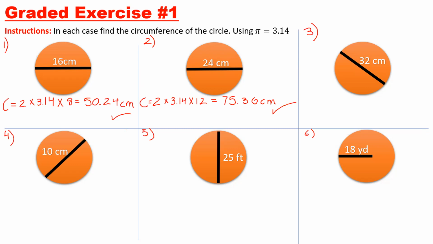So we have 2 times 3.14 times 12, which gives us 75.36. Now let's do number 3.